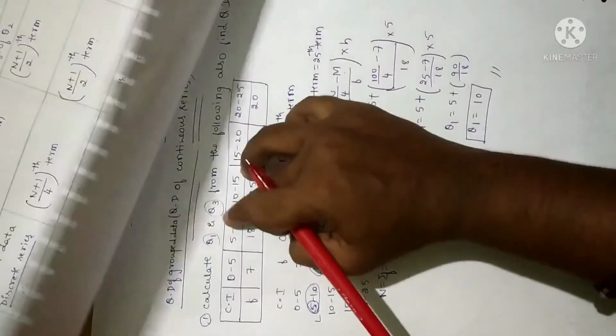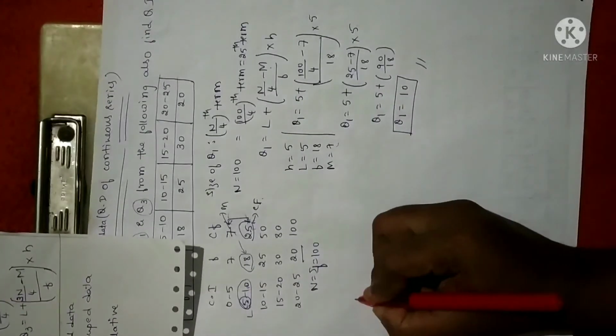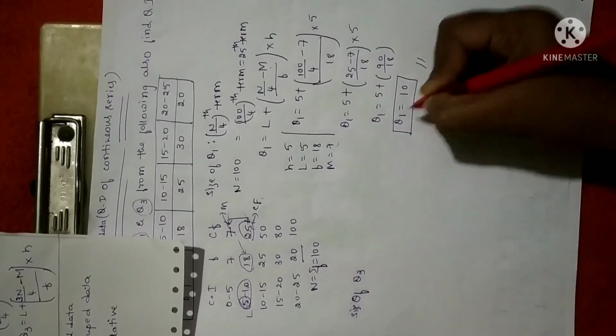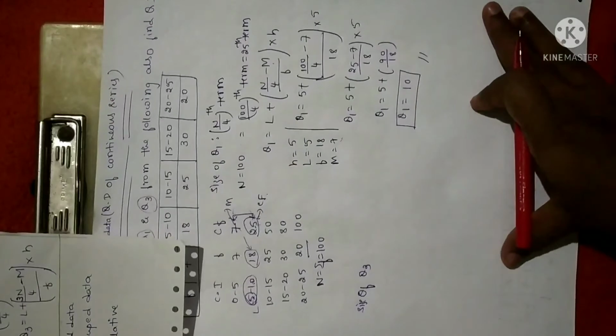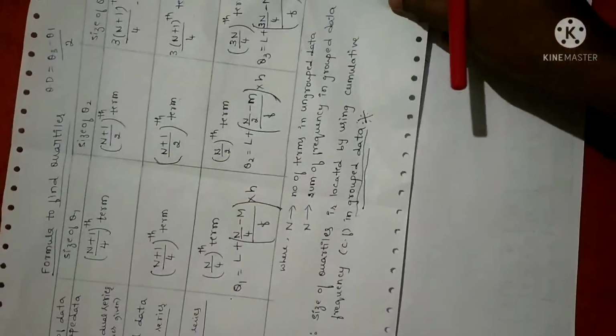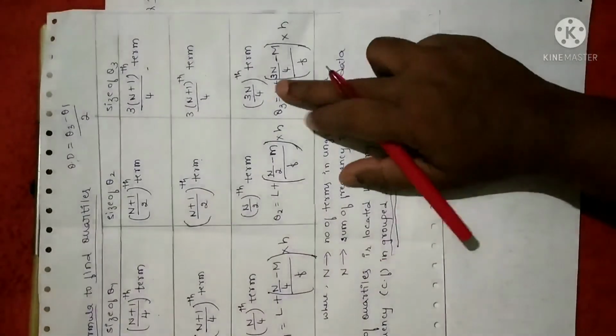Next, what else we need to find is Q3. So let me write Q3 here. Size of Q3. You have to write below this since very little space is there, so I am writing here. Now look at the formula list for a continuous series. What is the size of Q3? We have this one.